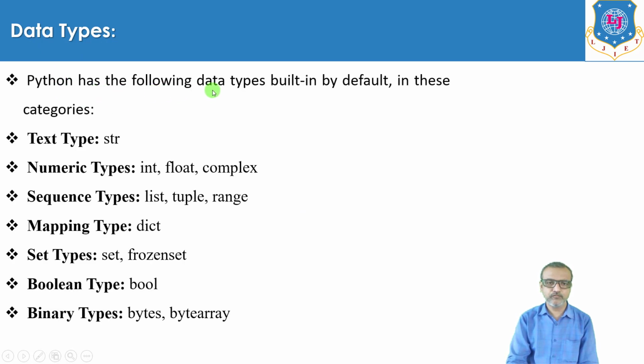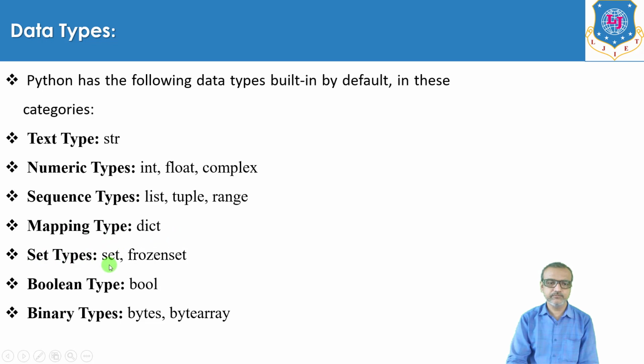Python has the following data types built in by default. In these categories, we have first of all text type. So in text data types, we have string data types only. In numeric types, we have int, float, and complex data types. In sequence types, we have list, tuple, and range data types. In mapping type, we have dict data type.